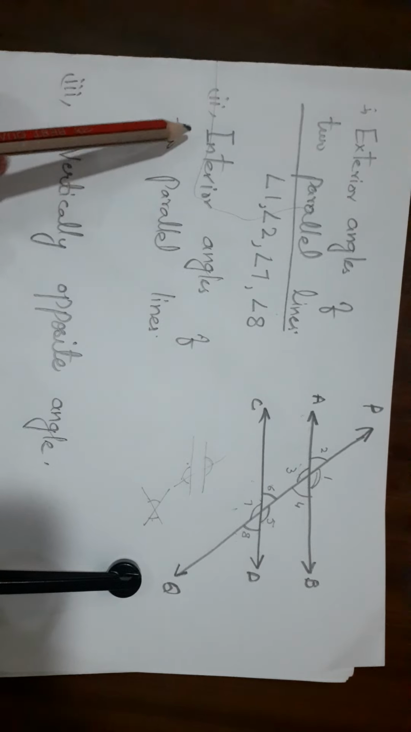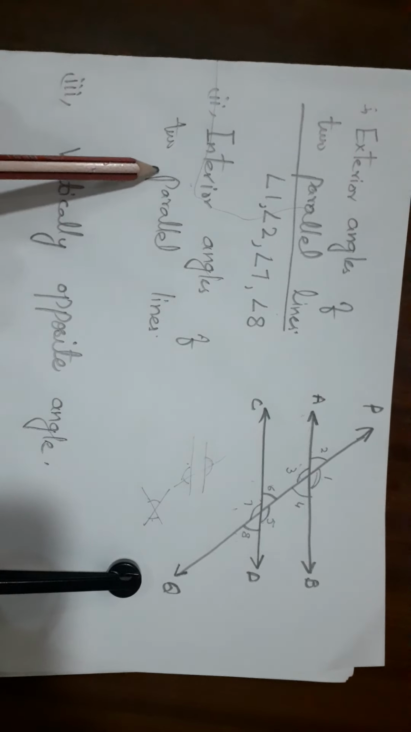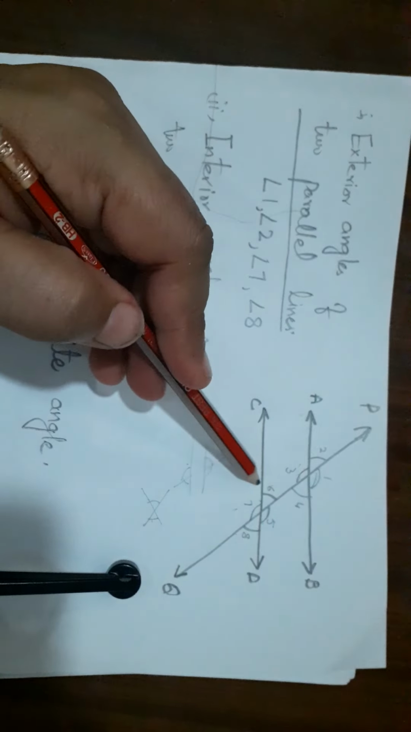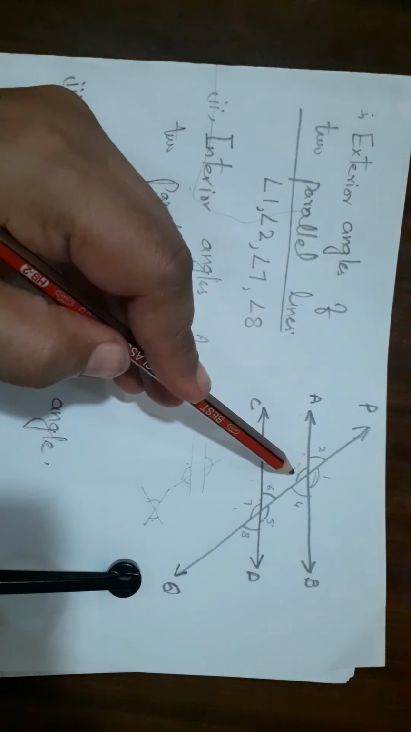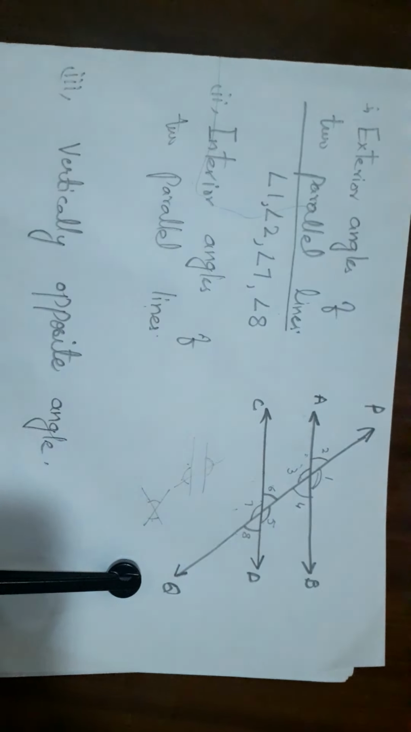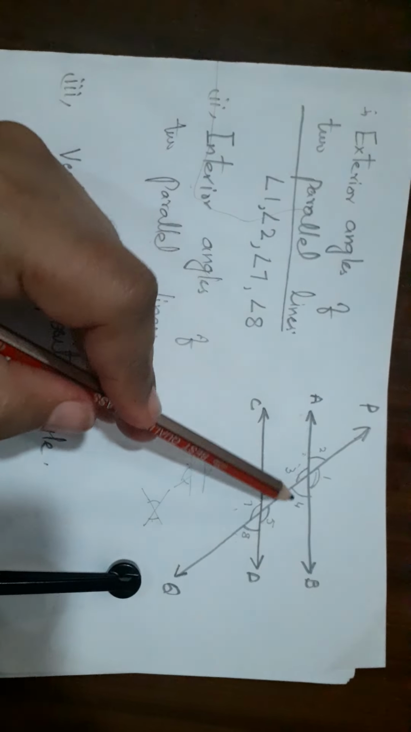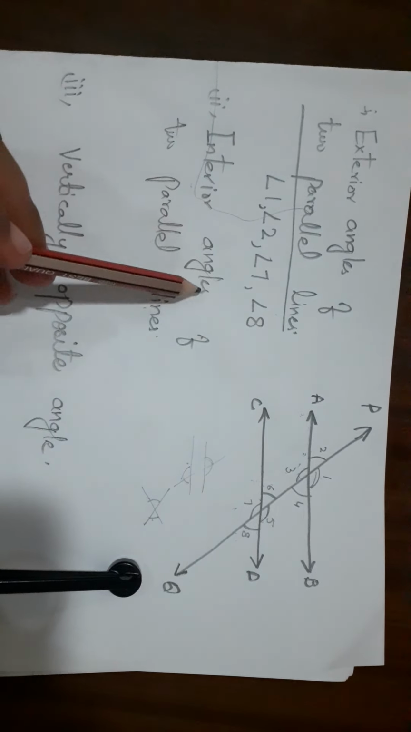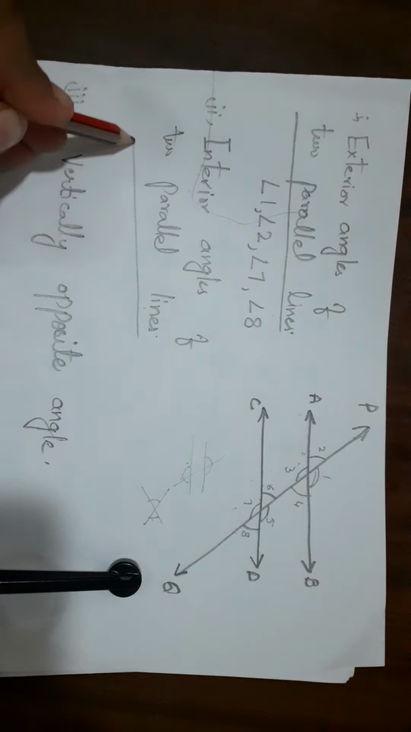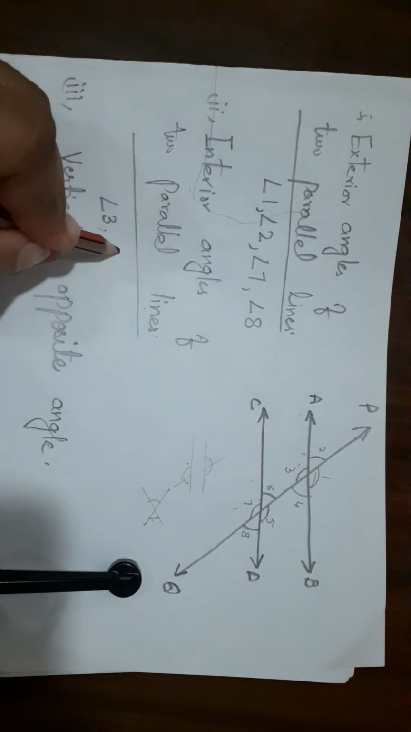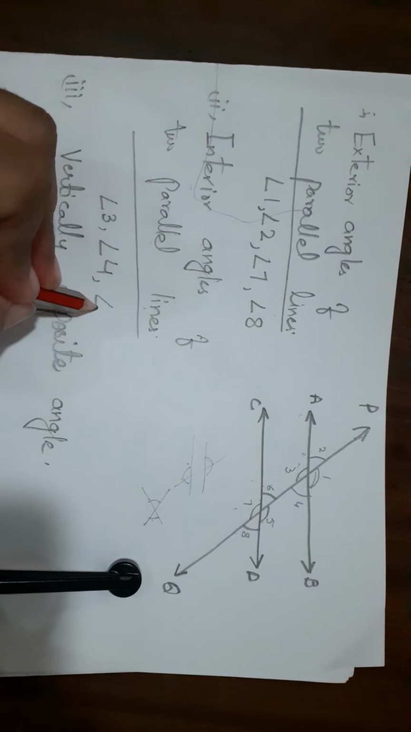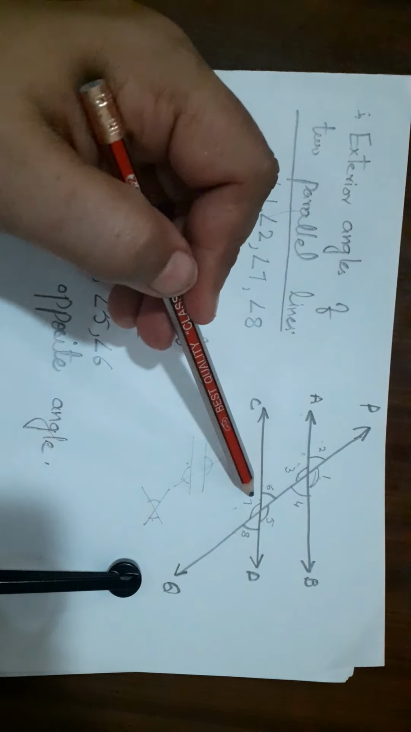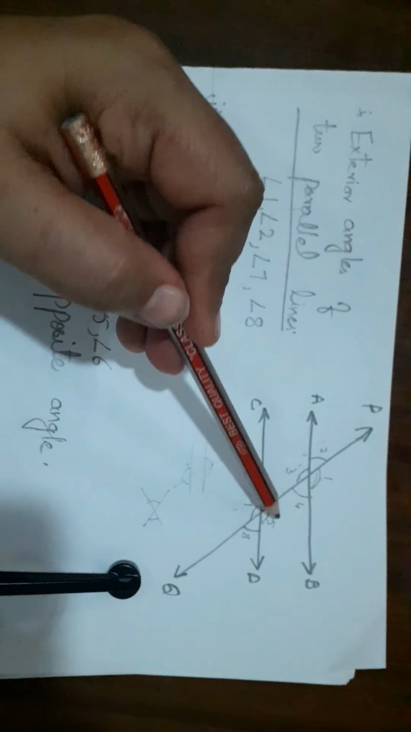Now second, the most important thing, is the interior angles of two parallel lines. Interior angle means inside the two lines, inside the two parallel lines. Angle 3, angle 4, angle 5 and angle 6 are the four interior angles of two parallel lines. So exterior angles, the outer angles, are 1, 2, 7, 8. Interior angles are 3, 4, 5, 6.